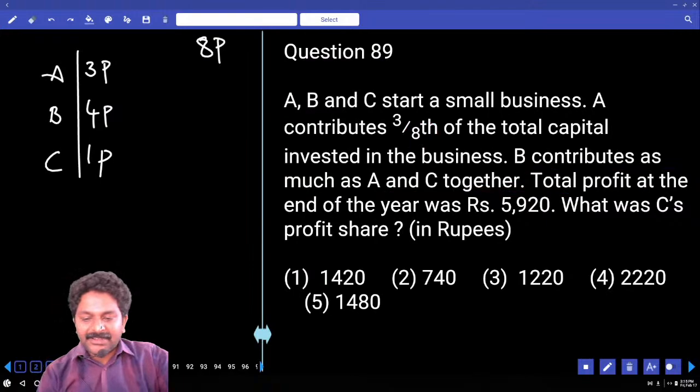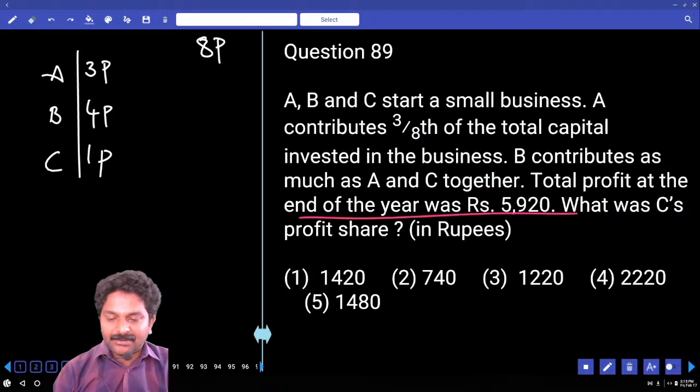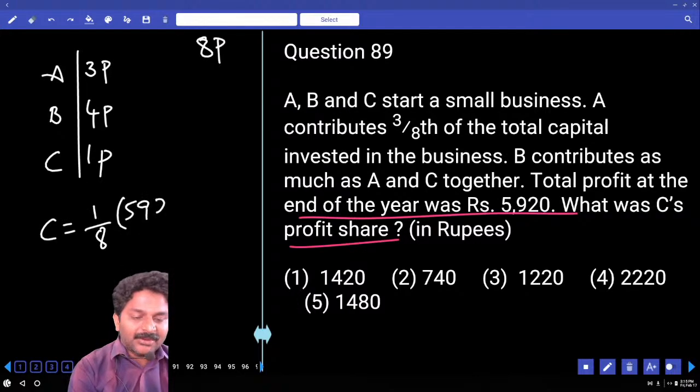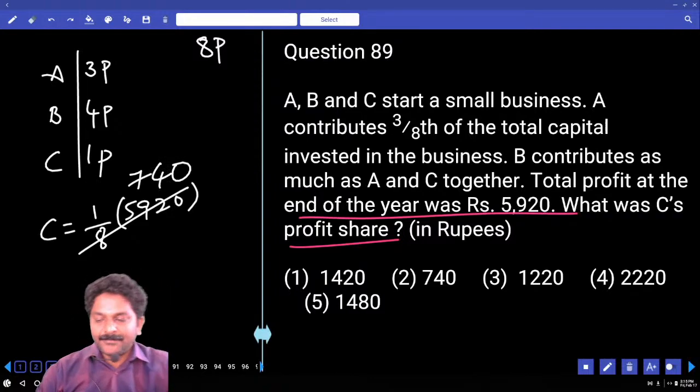The total profit at the end of the year was 5920. What was C's share in the total profit? C is getting 1 part out of 8 parts among 5920. 7 times 56, 3240. 740, second option.